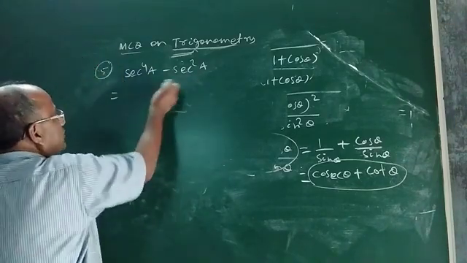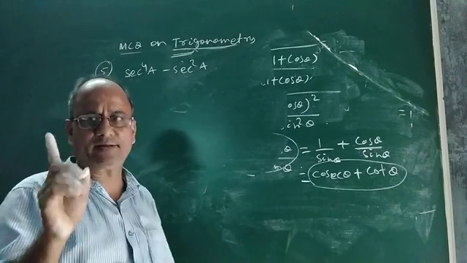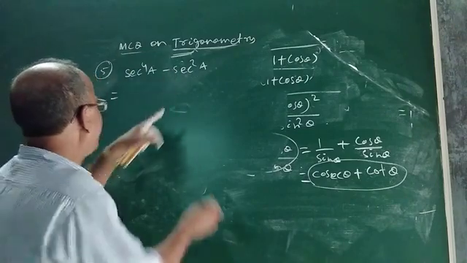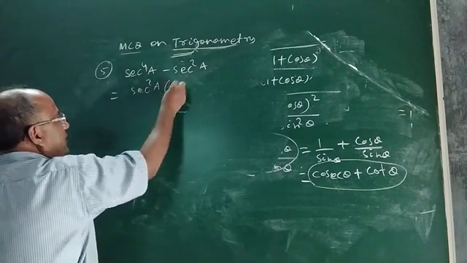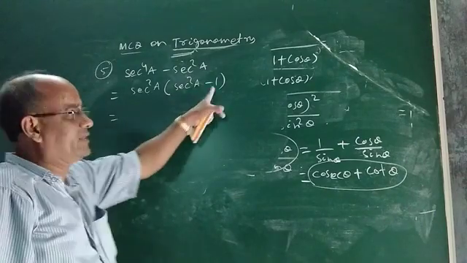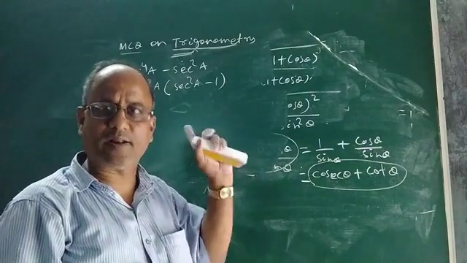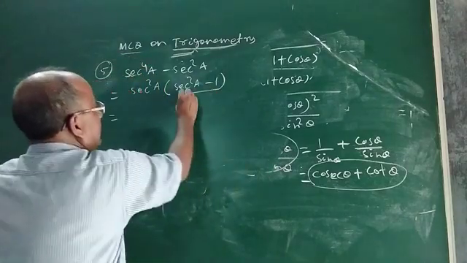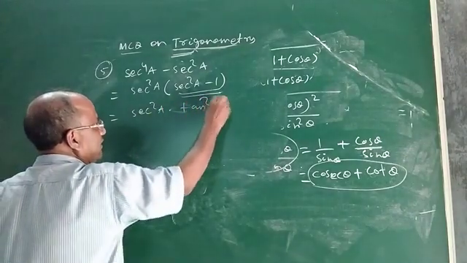See, how to do? Now see, sec square a minus tan square a equal to 1. Here sec 4a, here sec square a. We can take sec square a common. If you take common sec square a, what will be left here? Sec square a minus 1. You know the relation, sec square a minus tan square a equal to 1. So sec square a minus 1 will be equal to tan square a. So in place of this, we can write sec square a into tan square a.